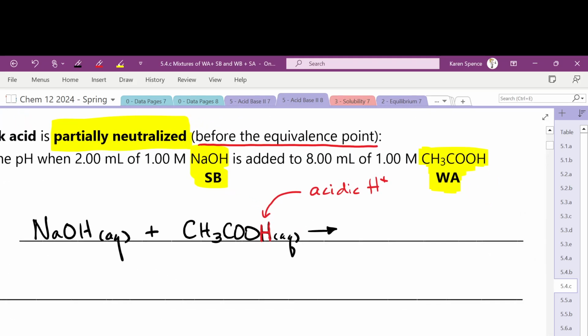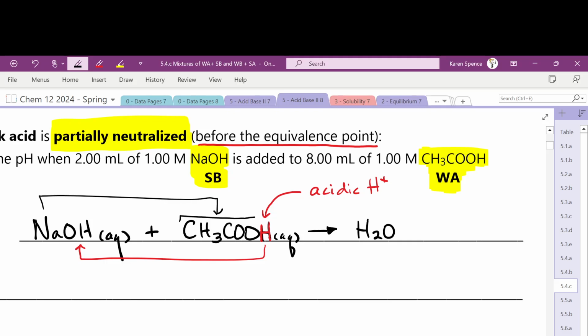Now, hopefully you guys remembered that it is the H on the end of a COOH acid that is the acidic hydrogen, and that we put that H together with the OH to get water. And that means that the Na gets together with the CH3COO. Yes? So we end up with NaCH3COO.